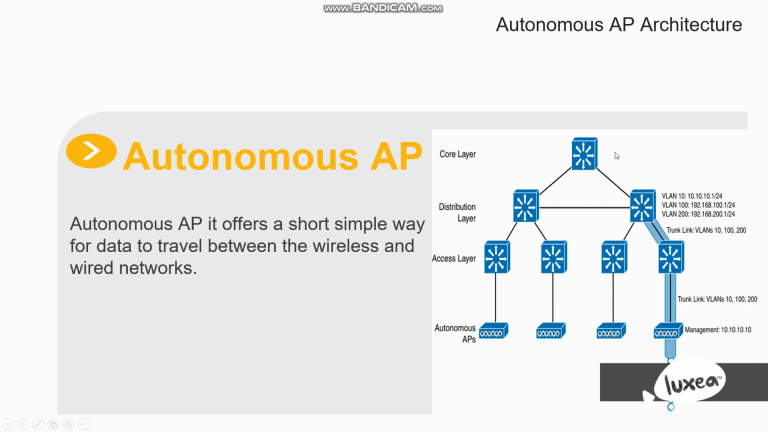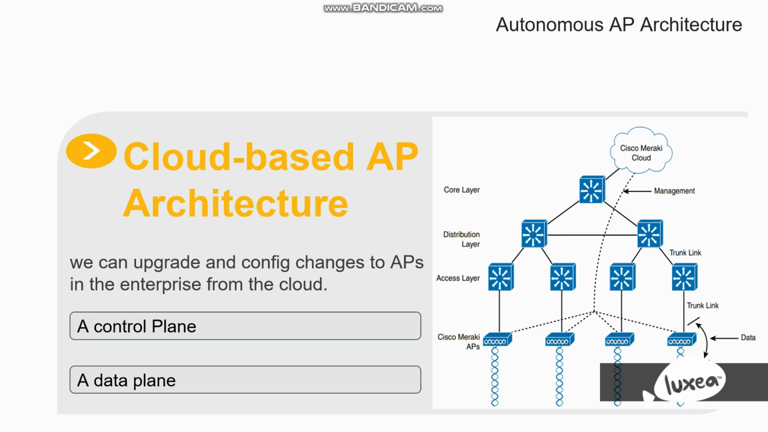We have the core layer and 3 more layers, and most of them are switch devices, and we have APs down below. This explains that the SSID is connecting to VLANs at the access layer too. Also, an autonomous AP offers a short, simple way for data to travel between the wireless and wired networks. So the data will travel only through the AP to the network on the other side. Very familiar feature.